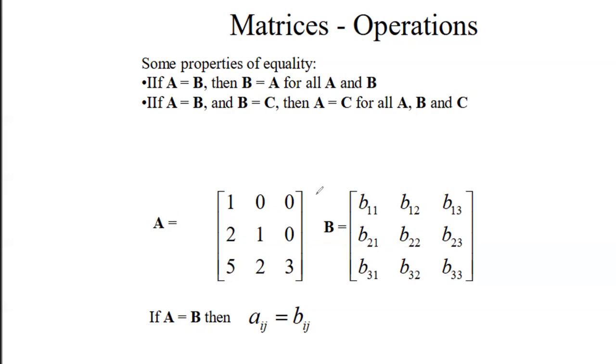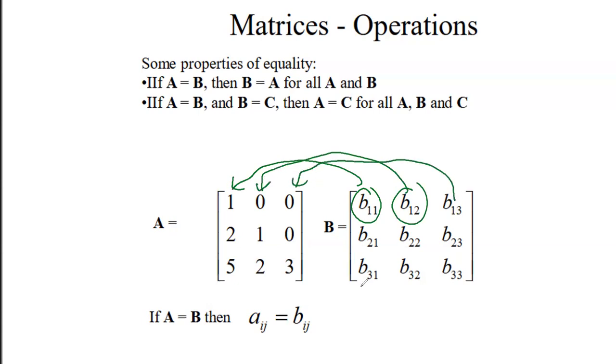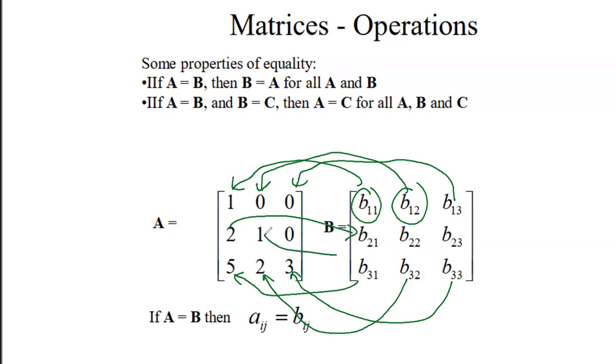It means that this here is equal to 1. This here is equal to 0, the corresponding elements. This here is equal to 0, and so on, right? This here is equal to that. This is equal to that. That is equal to that. This is equal to this. That is equal to that. Right? That's what they mean. Nothing complicated.